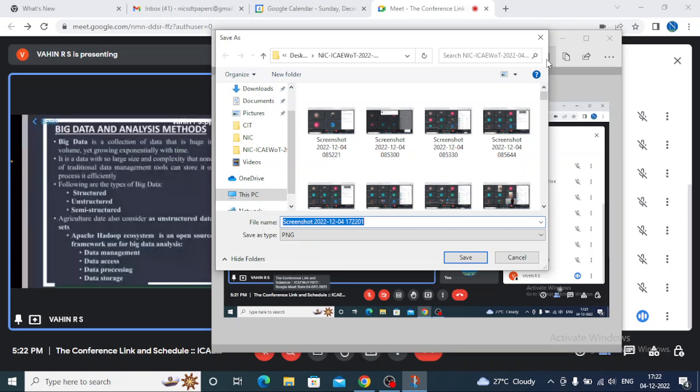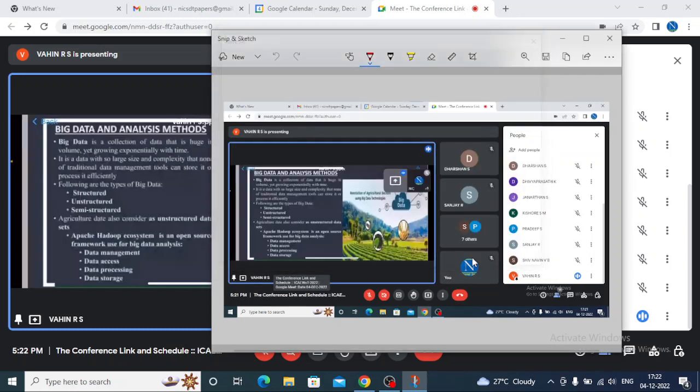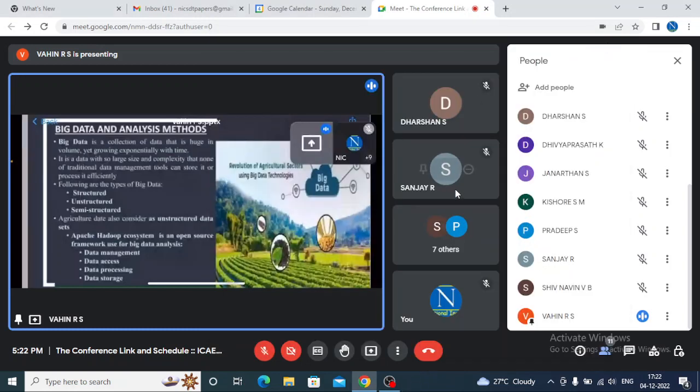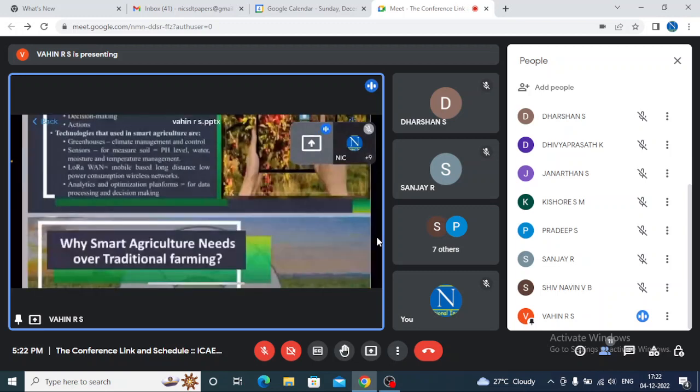The term smart agriculture refers to the usage of technologies like IoT, sensors, artificial intelligence, and cloud-based solutions for agriculture, location systems, and robots on your farms. The ultimate goal is increasing the quality and quantity of the crops while optimizing human labor usage. The following processes are used in smart agriculture: agriculture data collection, diagnosis, and decision making. The technologies used in smart agriculture are greenhouse climate management and control, sensors to measure soil pH value, water moisture, and temperature, mobile devices, low power consumption wireless networks, and analytics and optimization platforms for data processing and decision making.